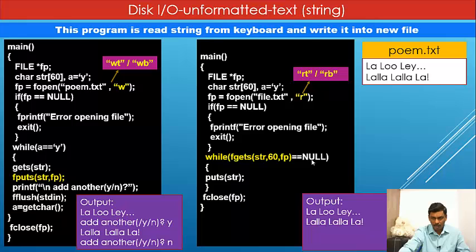Null not equal to null, condition false. It comes out of the loop. Here it is a typing error. We must put an exclamation symbol before equal, that is, not equal to.